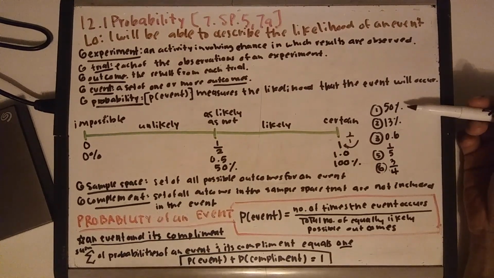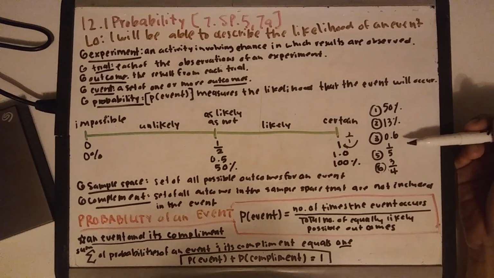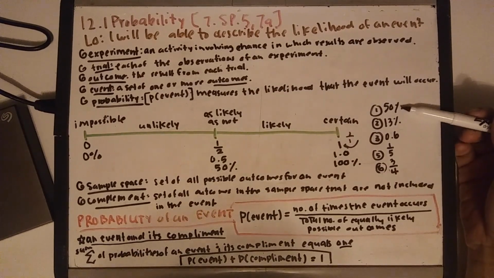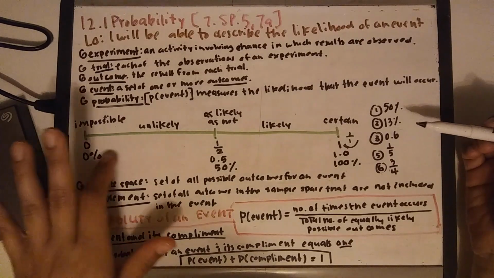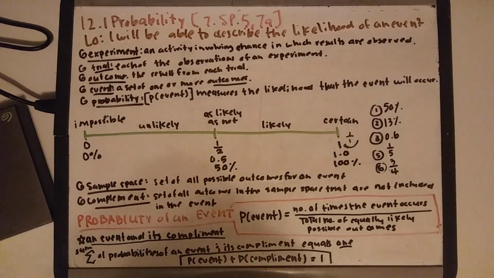Okay, go ahead and tell me for this one, what's the possibility? The probability of getting, what is the probability? Okay, impossible, unlikely, as likely as not, unlikely, or certain. Okay, then we have 2 more vocabulary words.